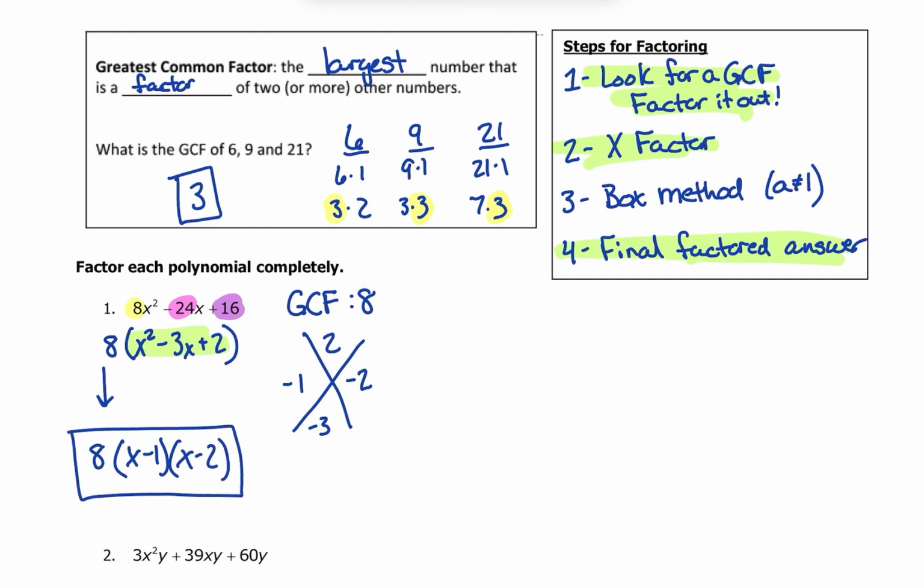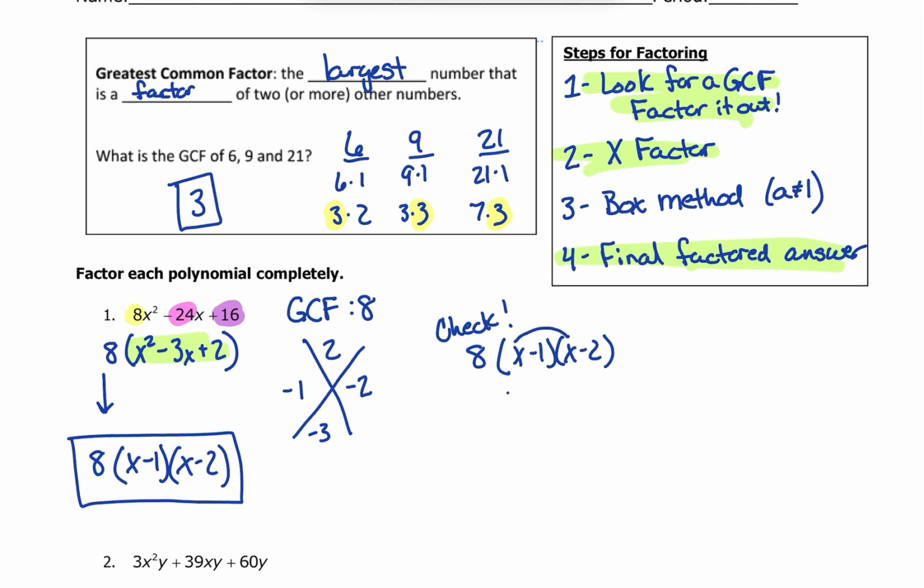Remember, you can always check to make sure that you got the correct answer. So we have 8, and we have x minus 1, x minus 2. You can use the box method, you can use FOIL, you can use rainbows and smiles, but we know that x times x is x squared. We have x times negative 2 is negative 2x. Negative 1 times x is negative x, and then negative 1 times negative 2 is a positive 2. Don't forget we have our 8 out in front.